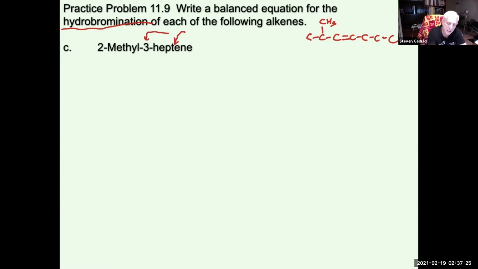So we know we're going to tack right here and right here. And it's going to be hydrobromination. So one's going to be an H, one's going to be a Br. One's going to be a Br, one's going to be an H. That's how we set it up.